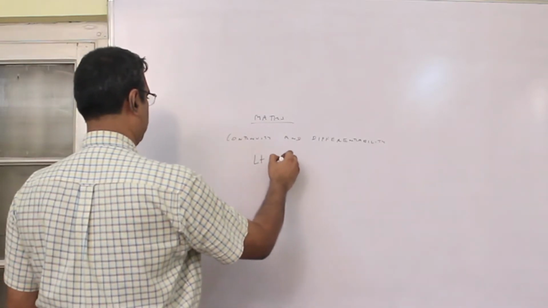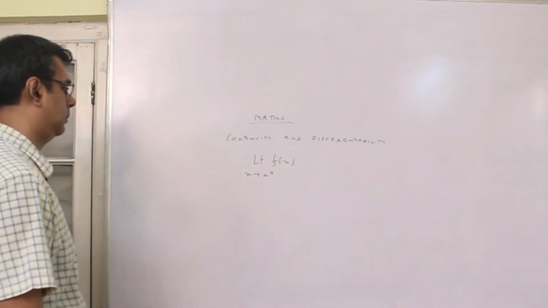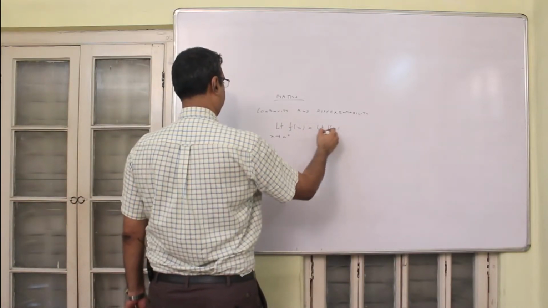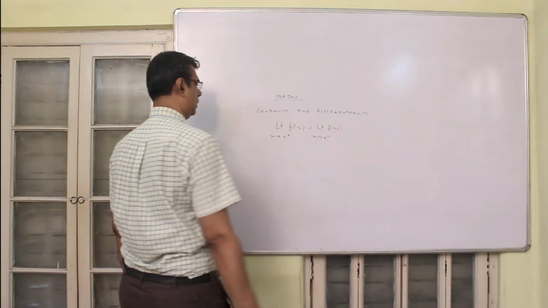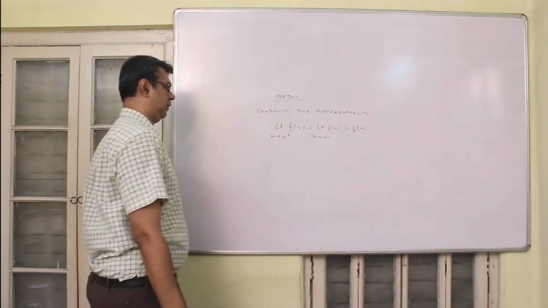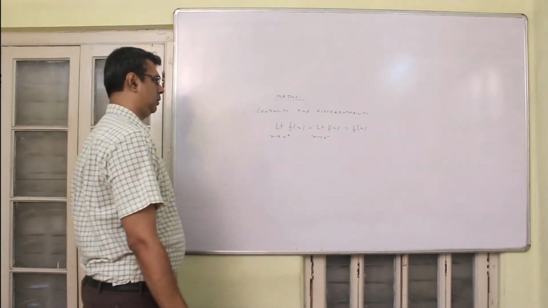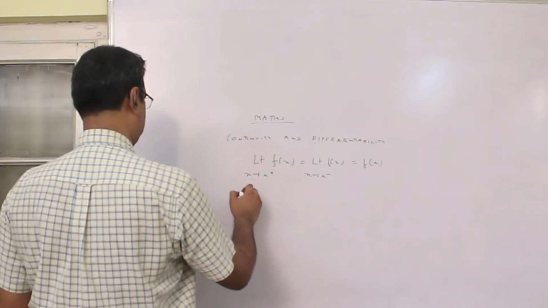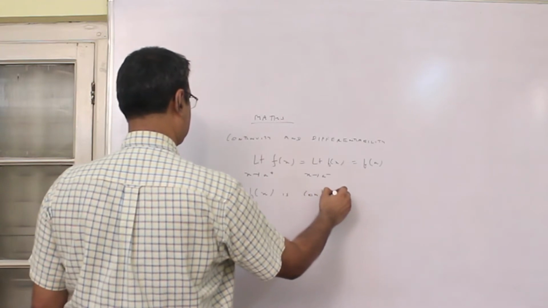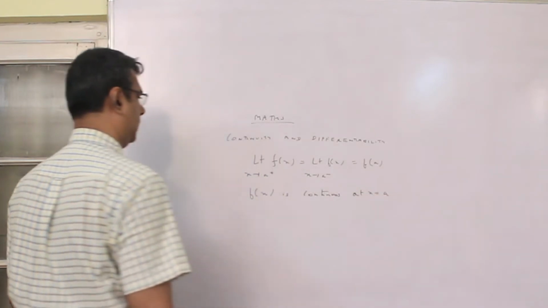If there is a function f(x) such that the right hand limit at the point x equal to a is equal to the left hand limit at x equal to a is equal to f(a). Suppose the right hand limit at x equal to a is equal to the left hand limit at x equal to a equal to f(a), then we say that f(x) is continuous at x equal to a.